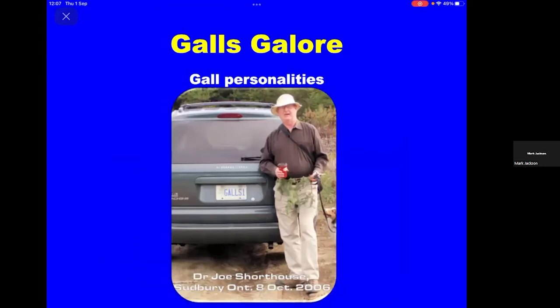This is a very good friend of mine, as you can see, Dr. Joe Shorthouse. He's a biologist who lives in Ontario in Canada. He's a world authority on galls on roses. In fact, he's a world authority on roses. And I'll put this in because you can choose your own number plate where he lives in Canada, and you can probably just make out that his number plate is Galls 1. So that's Joe.